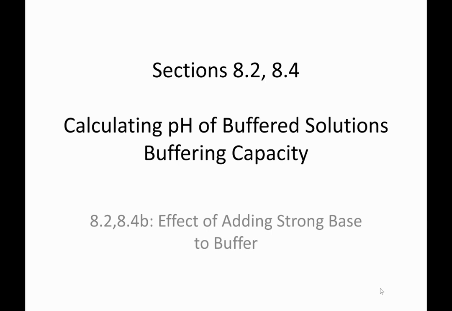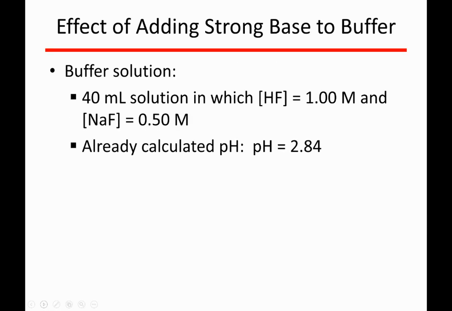Now let's talk about what happens when you add a strong base to a buffer. So we're going to consider the same buffer solution that we saw in our last video. We have a solution that has a concentration of HF of 1 molar and a concentration of NaF that's 0.5 molar. We found the pH of that solution to be 2.84.